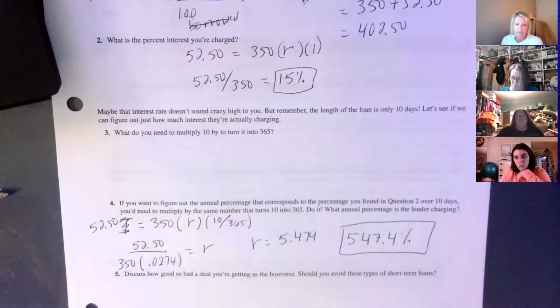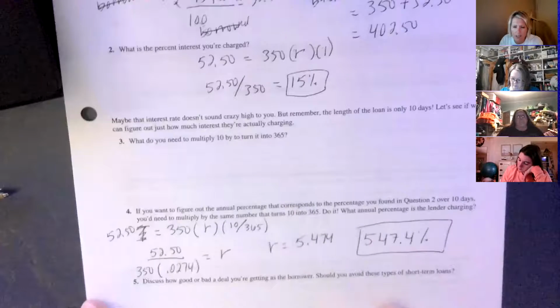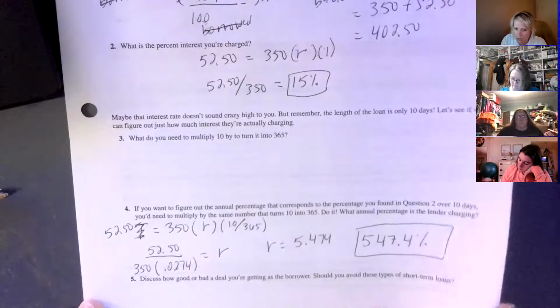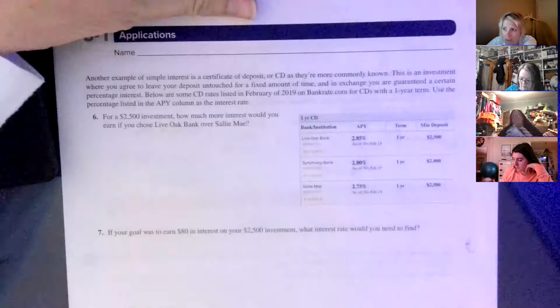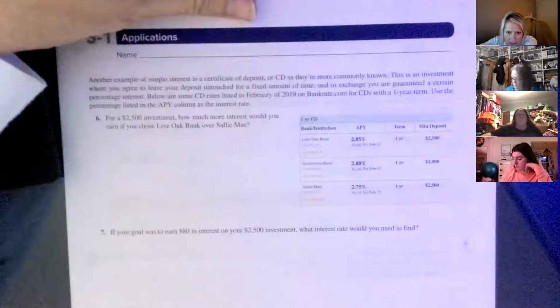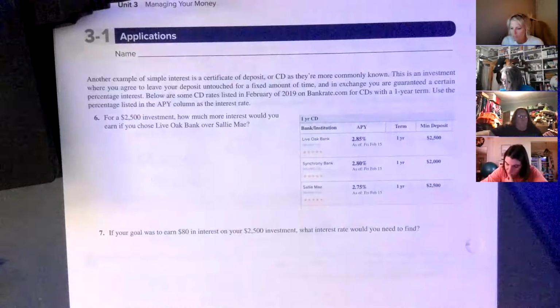So it says, discuss how good or bad a deal you're getting. Well, it's a bad deal, but if you're in that situation and you don't have family or friends you could borrow from, or the place that was fixing your car wouldn't let you make payments or wait, then sometimes you just don't have another choice, unfortunately. Credit cards are a better deal than that if you can do that instead. Sometimes it has to be used, but it's not really good.